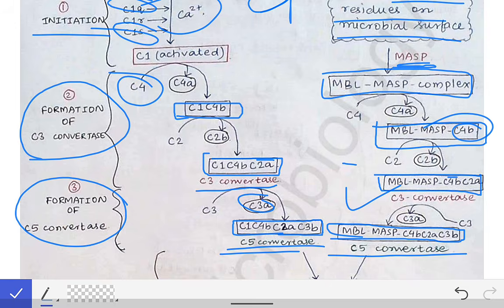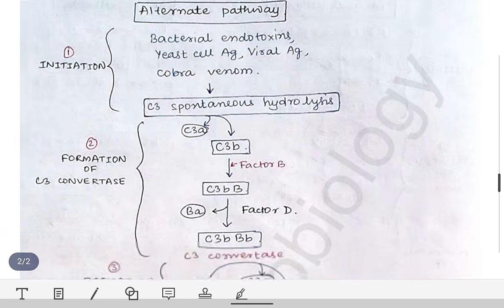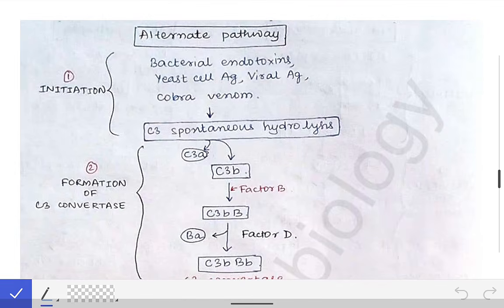So in the classical pathway also we had got the C5 convertase. Here in the lectin pathway also we have got the C5 convertase. Now let's see the alternate pathway. There also we will see the C5 convertase. So see here what happens in the alternate pathway.